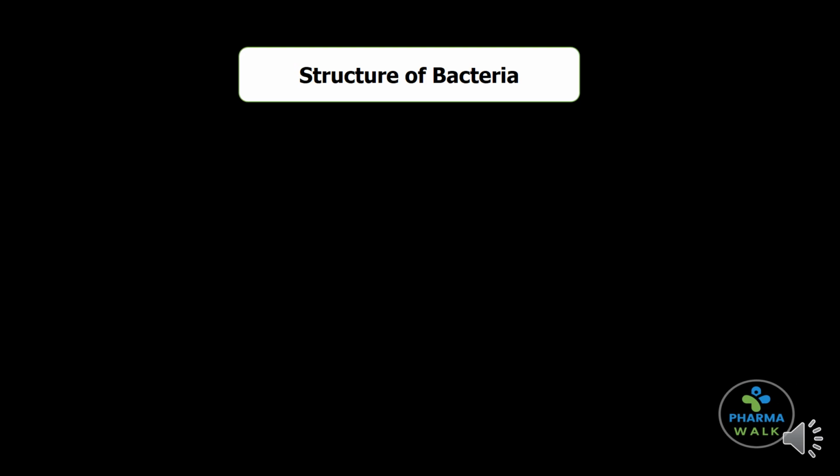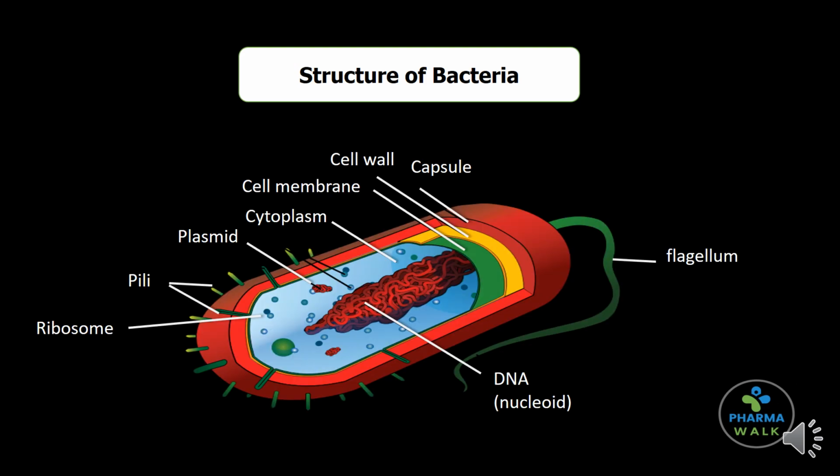Now, let us see the structure of a bacterial cell. As you all can see in the diagram, there are various organelles in the structure of a prokaryotic bacterial cell. So, to start with, there is a capsule, a cell wall, cell membrane, cytoplasm, hair-like structure called pili, ribosome, DNA, and flagellum, which is a tail-like structure. So now in the following video, we will see one by one each of these structures and their function in a bacterial cell.